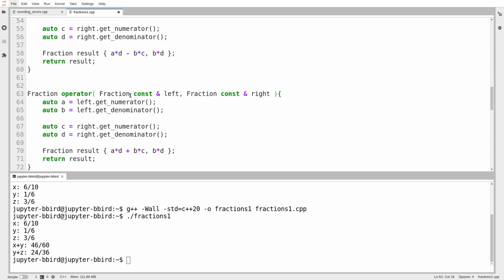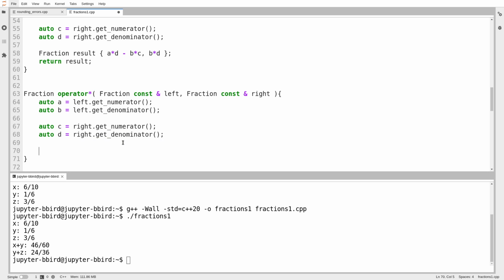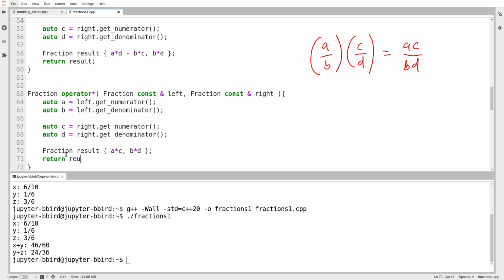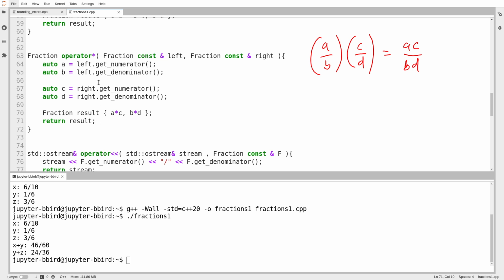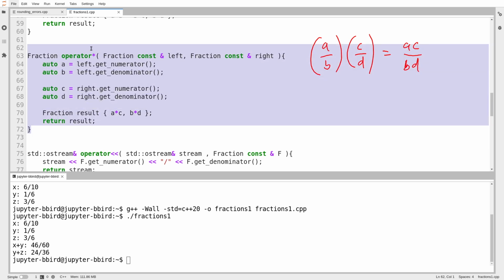Okay, so I want to write the operator multiplication. So how does that work? Well, let's take a look. A over B multiplied by C over D is just going to be AC over BD. So that's a bit easier. So fraction result, and I initialize that to A times C on the top and B times D on the bottom, and then I return it. You might actually realize there's a one-liner notation I could use here. I'm using 2 lines because I think the example might be confusing enough as it is. Okay, so here I've got my multiplication operator, and then finally I guess I want to do division.